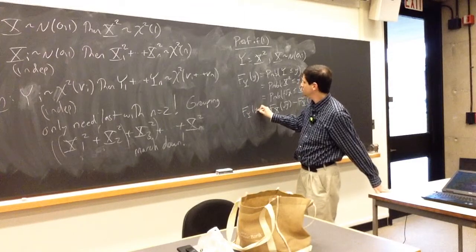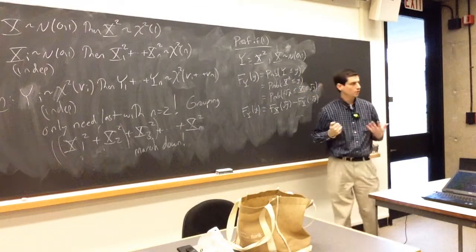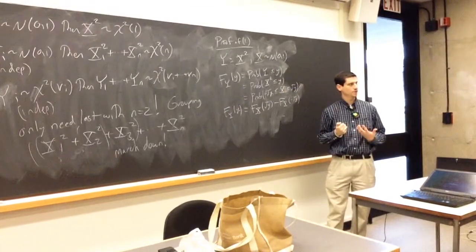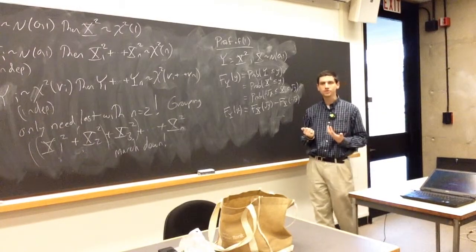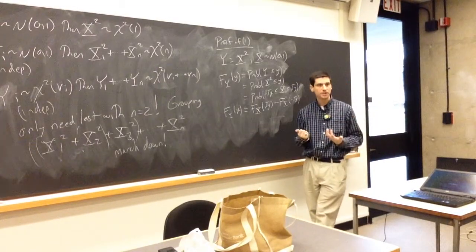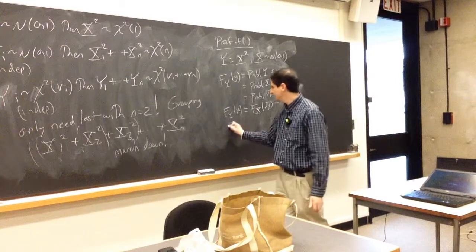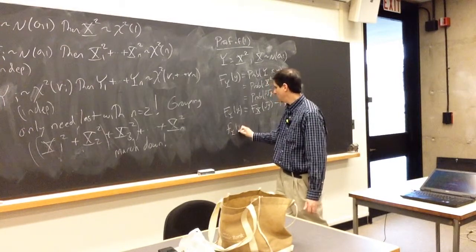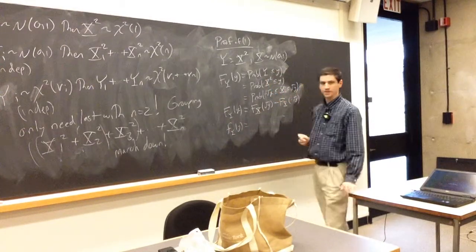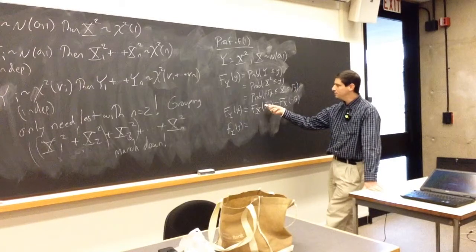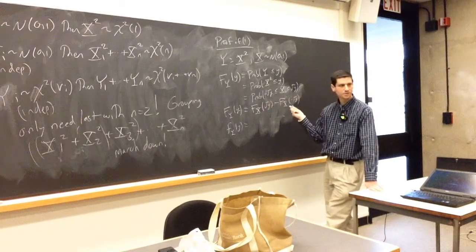And this is the cumulative distribution function of the variable y equals x squared. Well, if I know the cumulative distribution function, I know the density by just taking the derivative. So I get the density of y at y is the derivative of this. Okay, what do I have to use to calculate the derivative of this?